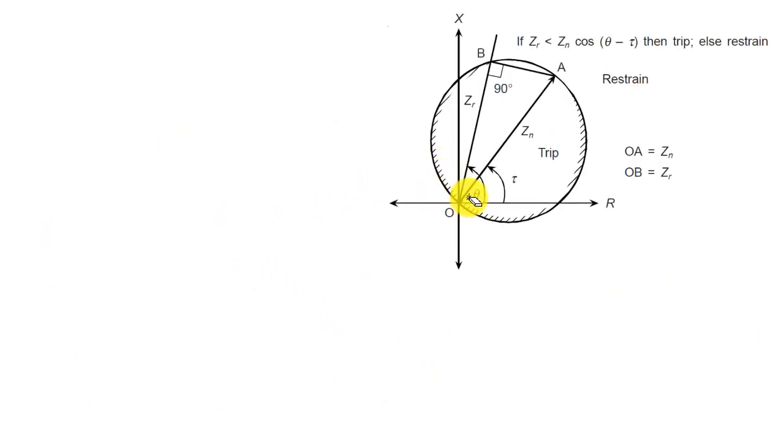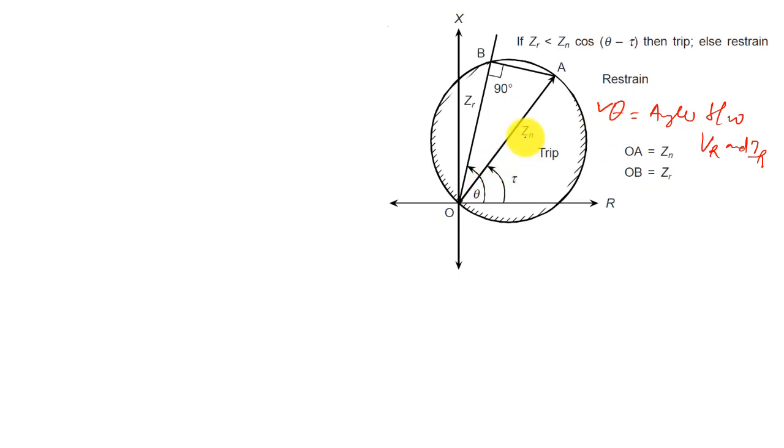Now we can see in this figure that Zn is making an angle of tau, and Zr is making an angle of theta, because theta is the angle between Vr and Ir. Therefore Zr will make an angle of theta with respect to the R axis, that is the reference axis, or you can say the resistance axis.